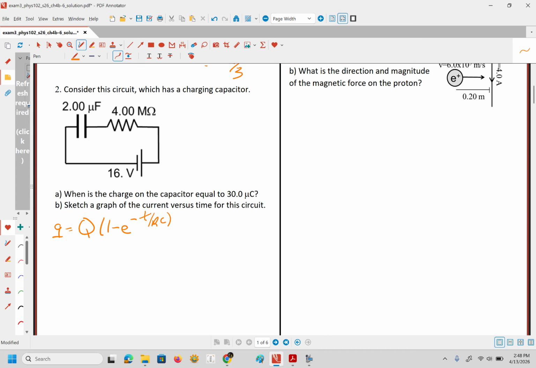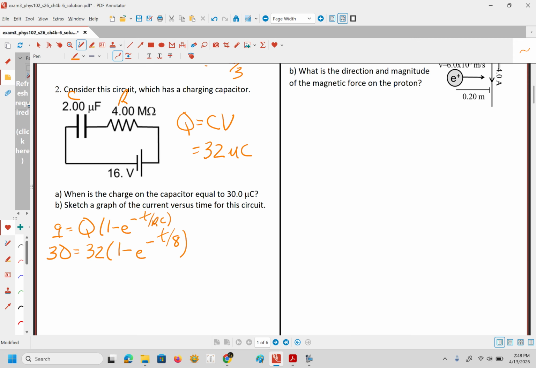Okay, so little q is 30 microcoulombs, 30.0. Big Q, I'm going to write up here, big Q is equal to C times V. That's going to be 2 microfarads times 16 volts. So that's 32 microcoulombs. So 32 times 1 minus e to the minus t. T is what I'm looking for. R, that's 4. C is 2. So that's going to be divided by 8. R times C is 8. Now I can solve this.